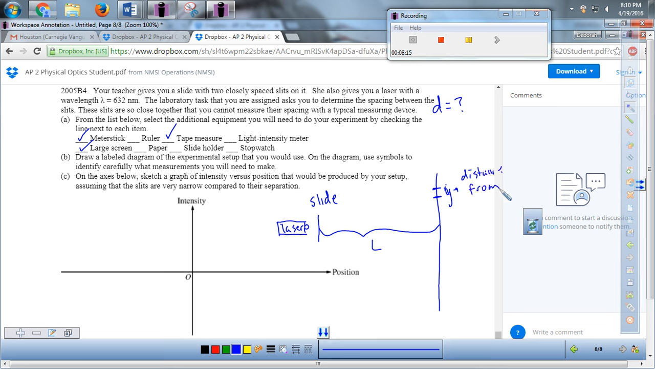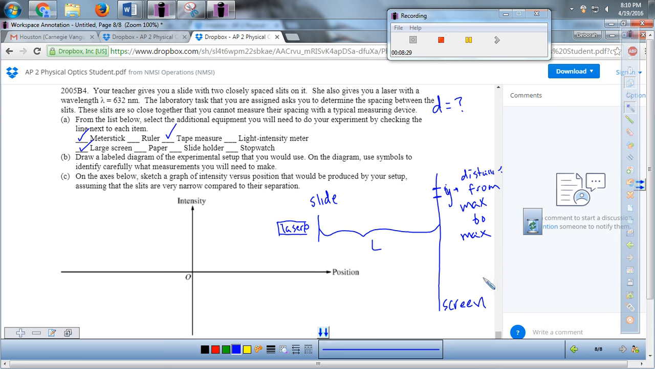From maximum to maximum. All right. And this line right here is called my screen. Better label that. Okay, so that's all I have. All right, so we did part B.